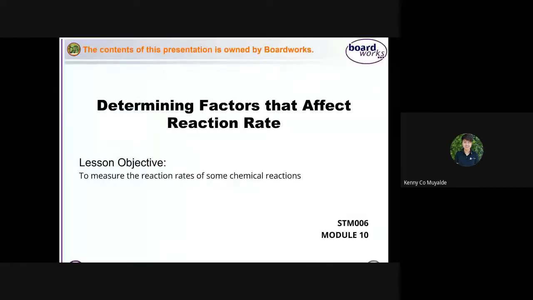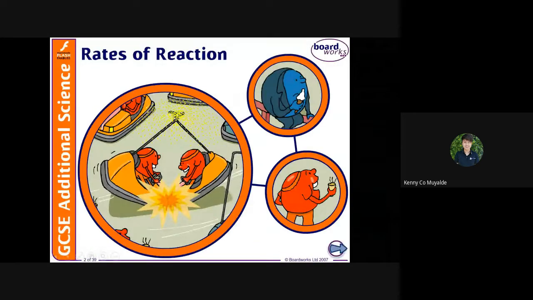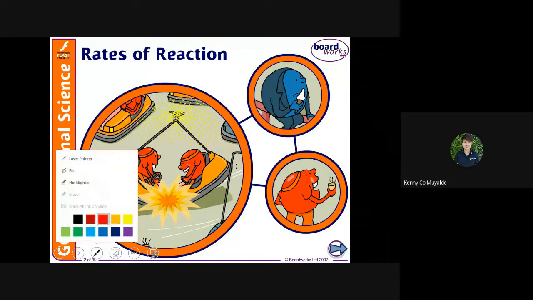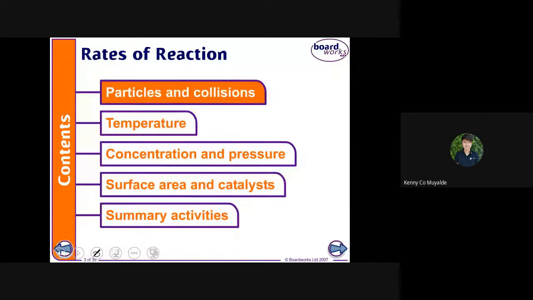Okay. Module number 10 discusses the different factors that affect reaction rate, or how fast or slow our chemical reaction is. So the lesson objective is to measure the reaction rates of some chemical reactions. Now, these are the different factors that affect the rate of chemical reaction: particle and collision, temperature, concentration and pressure, surface area, and catalyst. We can actually categorize this into two. Number one is frequency of reaction. The second one is the energy requirement or activation energy.